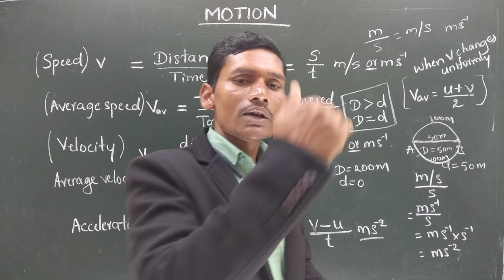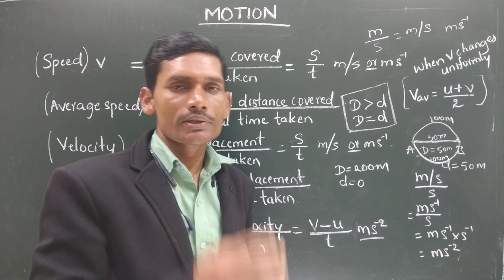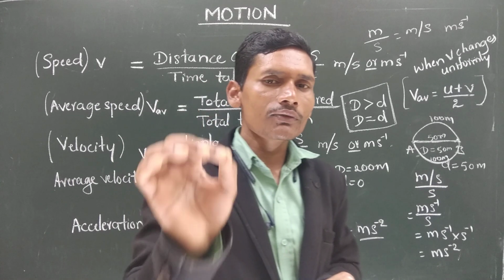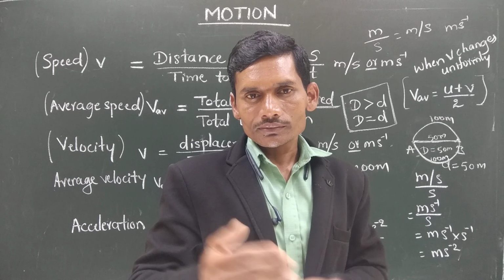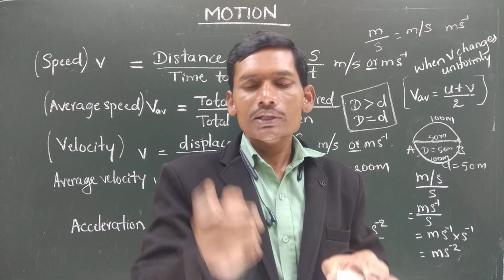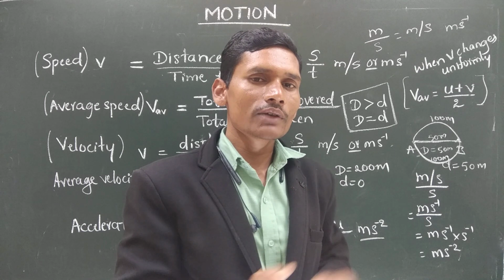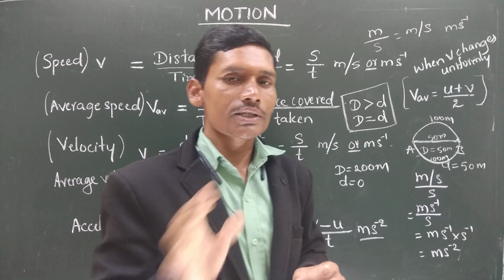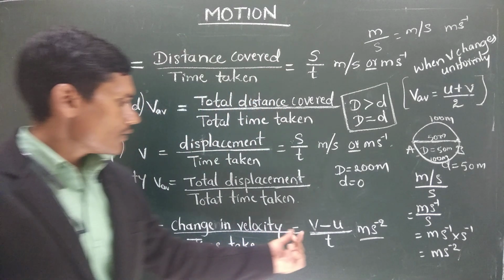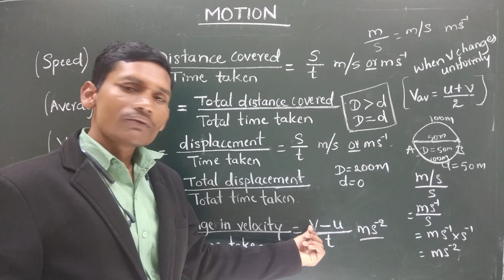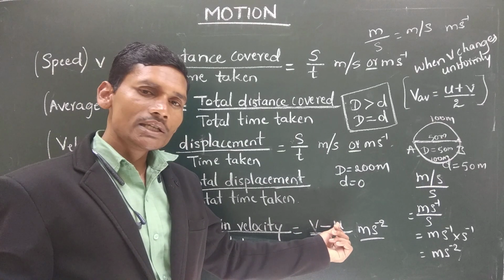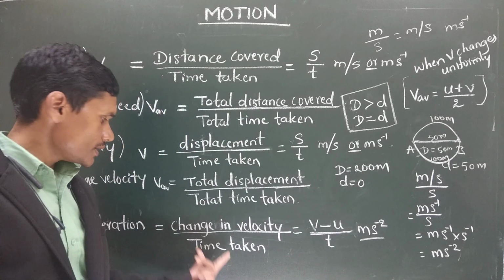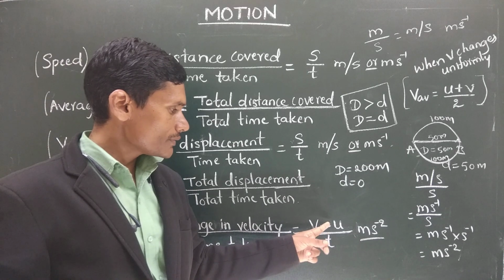So what we take is final velocity minus initial velocity. When we subtract these two, that quantity is the change in velocity. In a given time, how much the velocity changes, this quantity tells us. When we divide this change in velocity by the time taken, that gives us acceleration. You see, v minus u, v means final velocity, u means initial velocity, as I said, divided by time taken, t means time taken. Change in velocity divided by time taken gives us acceleration.